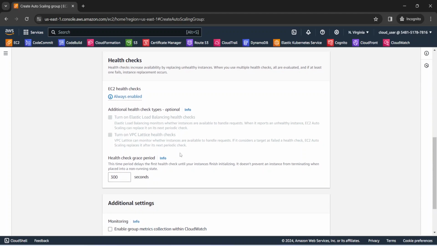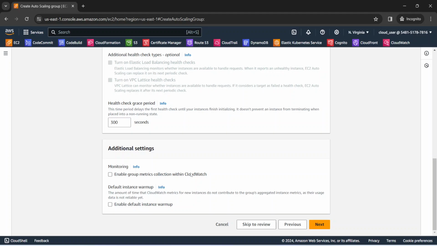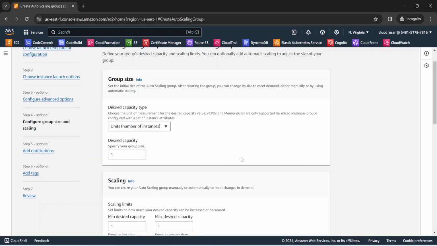So health checks will always be enabled, and the period between each health check will be 300 seconds. So I'll enable the monitoring here. I'll enable group metrics. Hit next. So the unit will be number of instances. I'll give the desired capacity as 5 here.